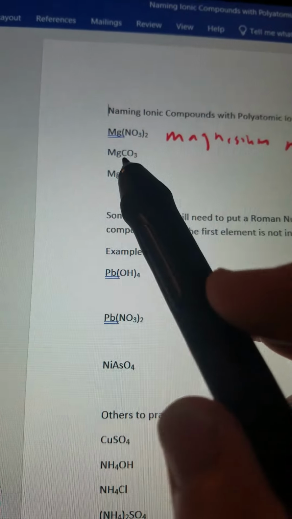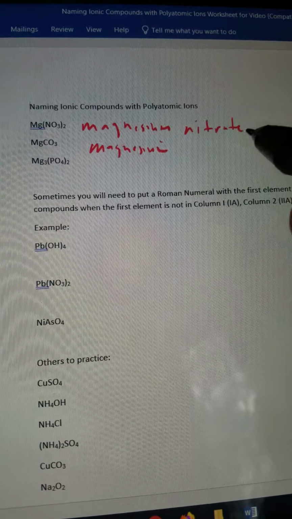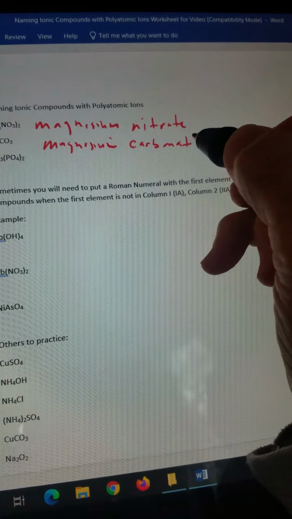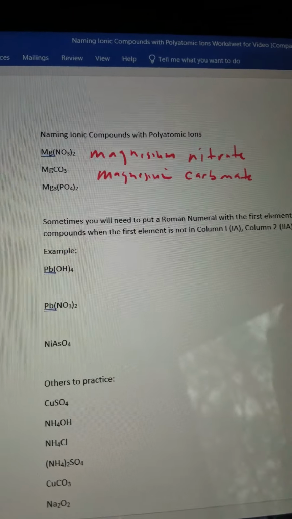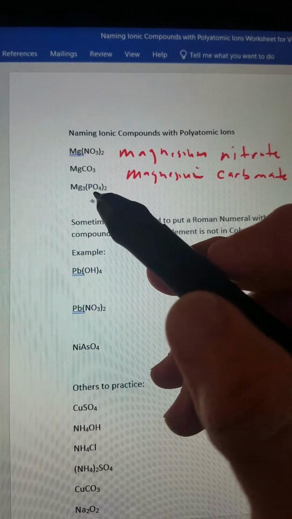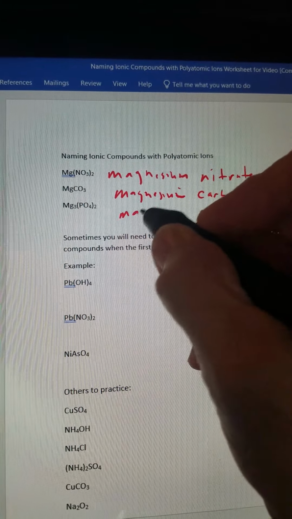If we look at our second one, we again have magnesium. And this polyatomic ion, CO3, is the carbonate. So all you have to do is just write the term carbonate. And finally, for the last one, you have magnesium with a PO4. So this would be phosphate. So this compound is named magnesium phosphate.